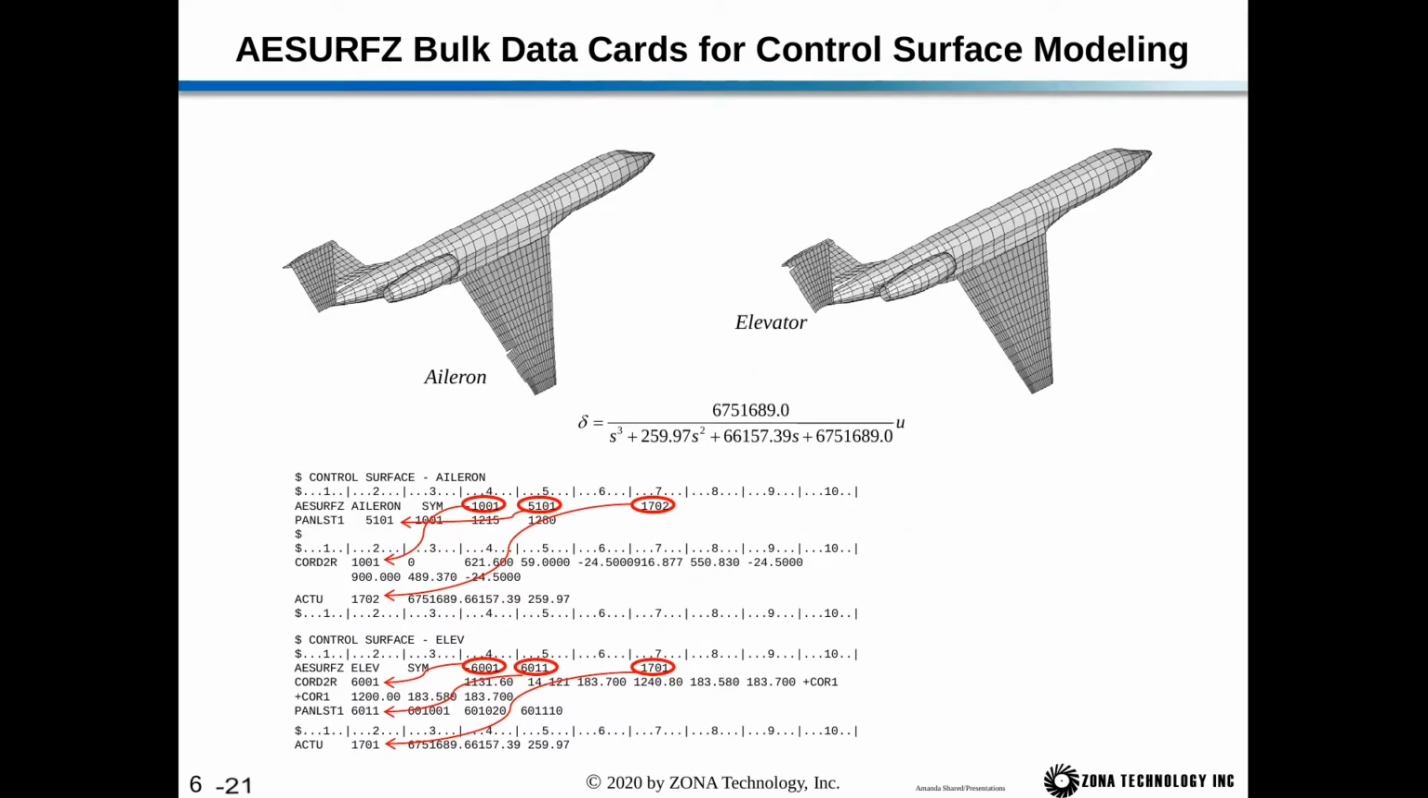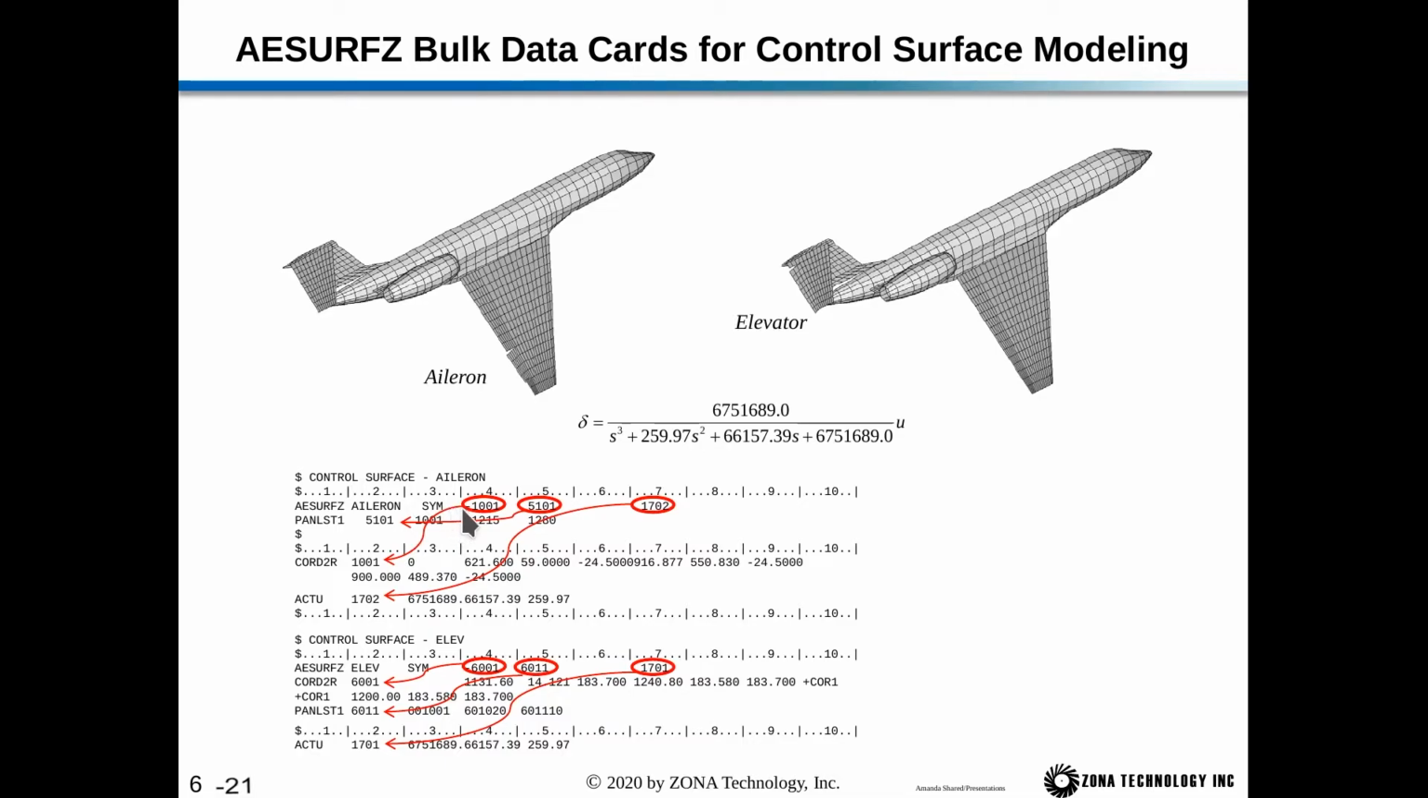So we have two control surfaces, the aileron, which we saw in the last slide, and then we see again here, and the elevator. This is our transfer function for the actuator for both the aileron and the elevator. So for the aileron, this is the AEserv-Z card. So we've named it aileron. This is a half span model, and we have symmetric control surfaces. So for purposes of the gust load alleviation control law, we have a symmetric aileron controller.